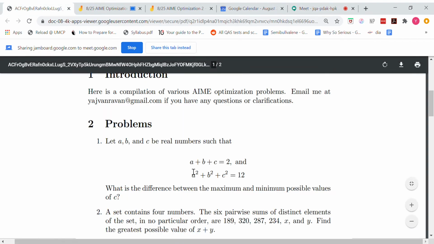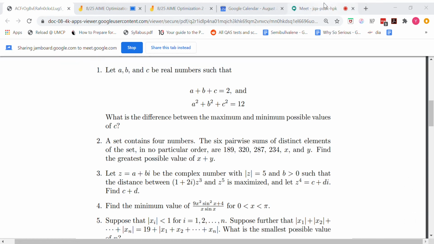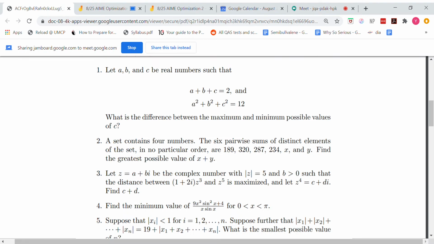Okay. So let's look at the next problem then. A set has 4 numbers, right? The 6 pairwise sums of distinct elements are 189, 320, 287, 234, x and y. Find the greatest possible value of x plus y. So this is an example of a problem where knowing all these advanced theorems doesn't really help. It's mostly just about thinking your way through.